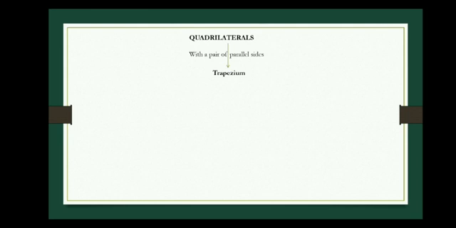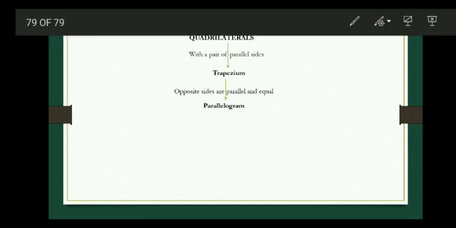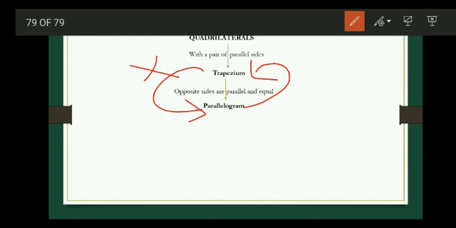So a quadrilateral in which a pair of sides is parallel is called a trapezium. In a trapezium, if opposite sides are parallel and equal, then that is called a parallelogram. So a parallelogram is a trapezium with opposite sides parallel and equal. From this we can know that a parallelogram is a trapezium, but a trapezium is not a parallelogram, which means all parallelograms are trapeziums, but all trapeziums are not parallelograms.